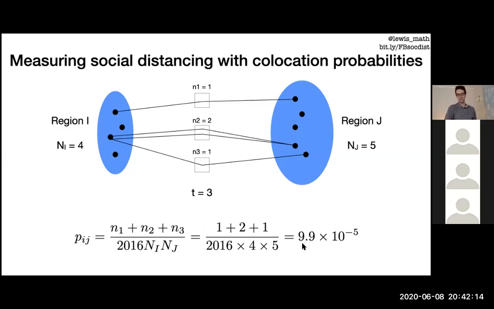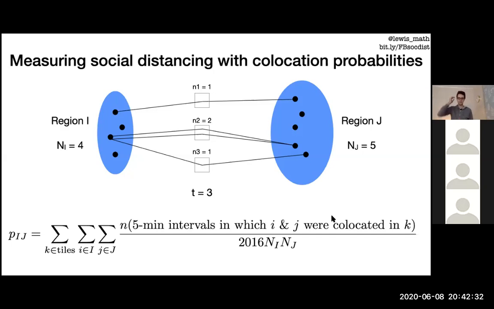Facebook reports us the Facebook populations in each region, in each local government area per week, and they report these numbers. So these are the co-location probabilities between different regions. In general, you can write that down, so long as I and J are different; there's a slightly different formula if they're the same. It's the sum over all tiles, sum over I, sum over J, of the number of 5-minute intervals in which you have these co-locations.